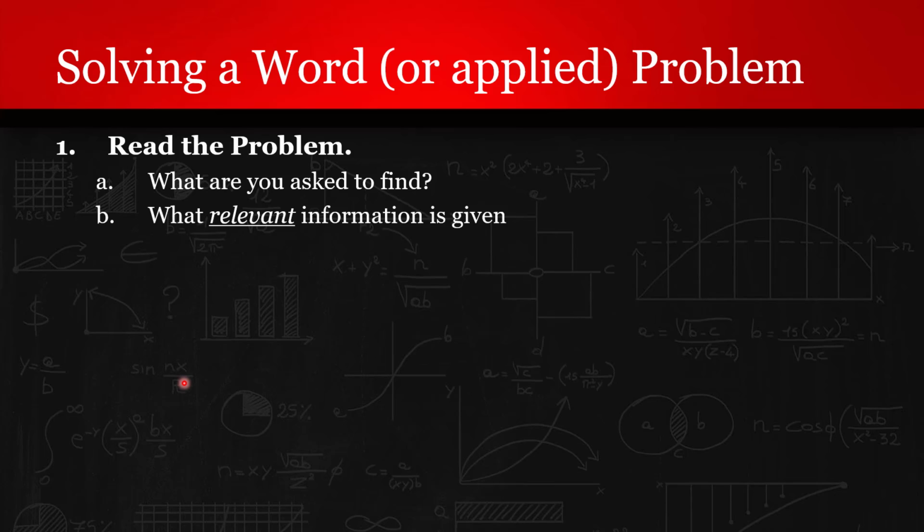But I have a handy-dandy six-step procedure that you can use to solve these problems. The first step is to read the problem. Figure out what you are supposed to find and what information is relevant towards that solution. Sometimes your word problems will have relevant stuff, sometimes superfluous stuff. You need to use your critical thinking skills to separate the relevant from the superfluous.